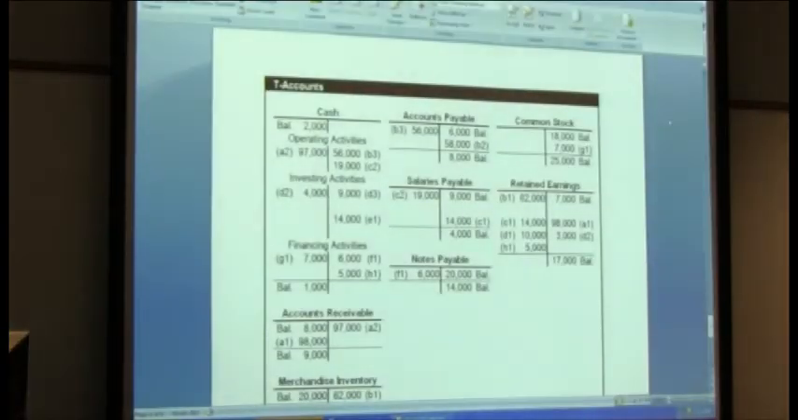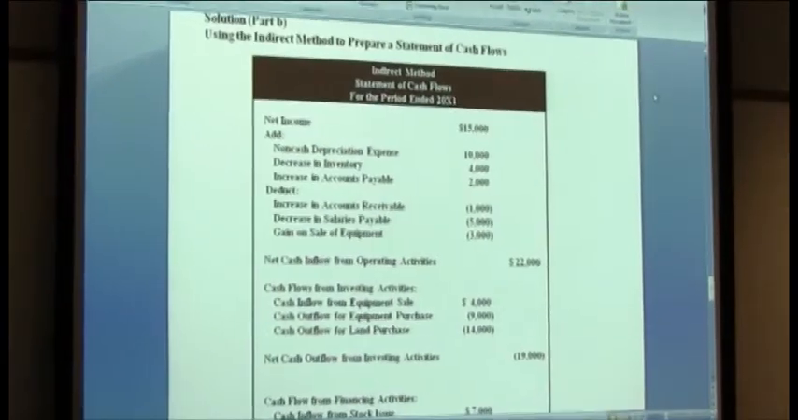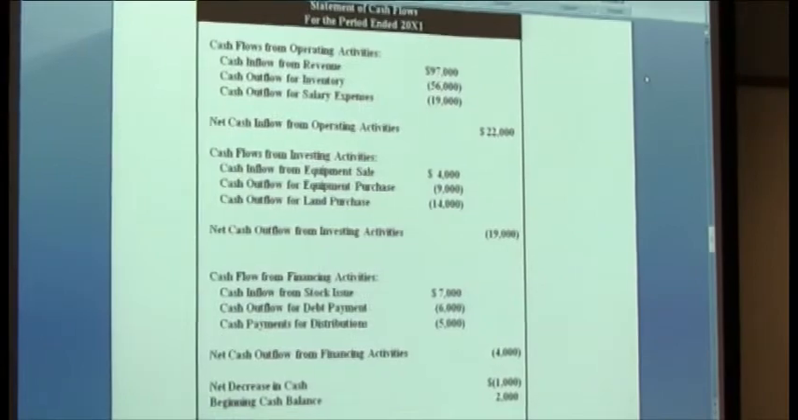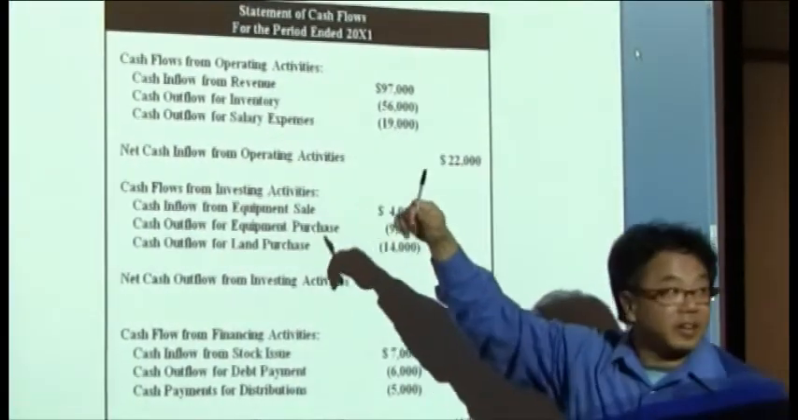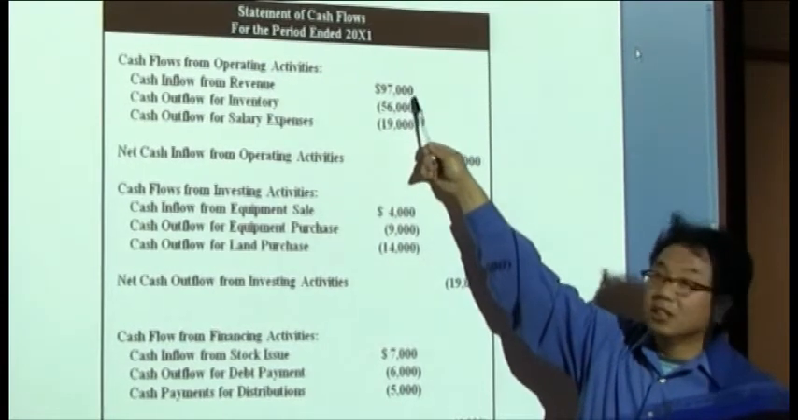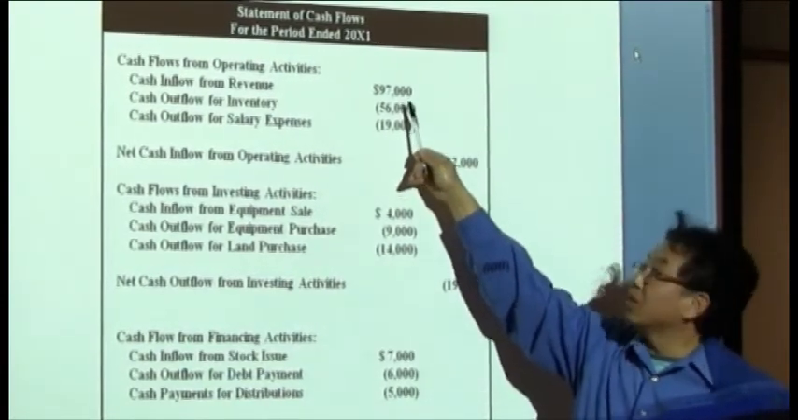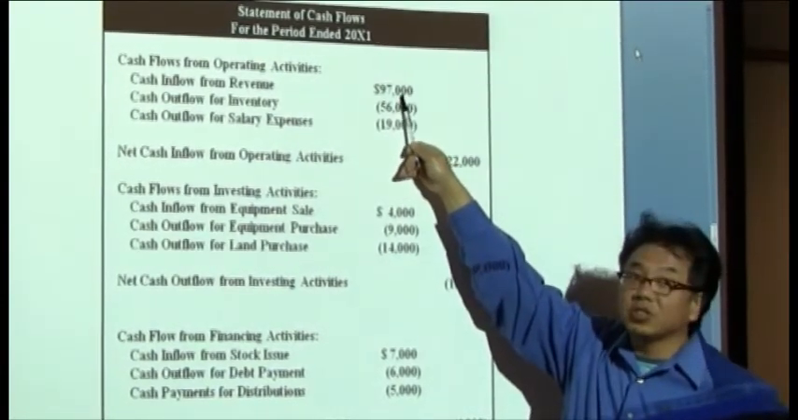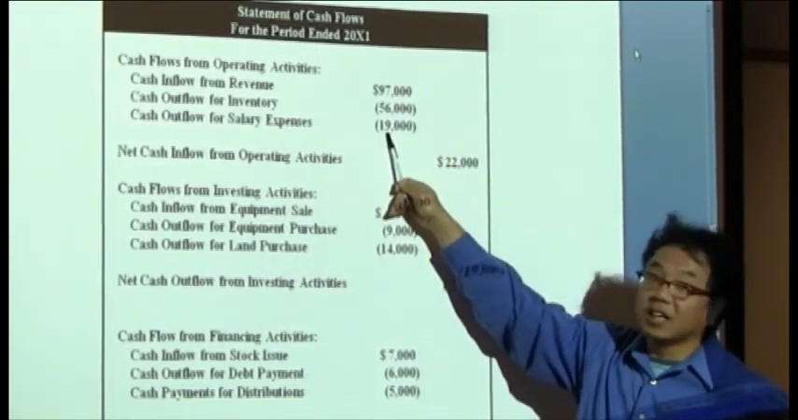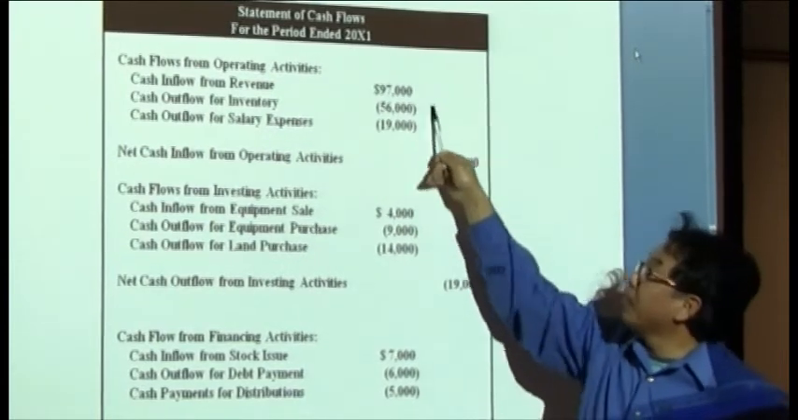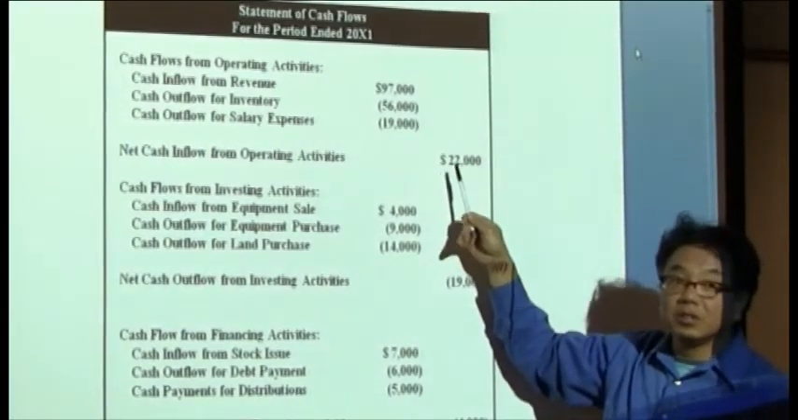All right, so we finished. What section did we finish? Yeah. So that's it. In terms of operating activity, that's it. So 97, 56. By the way, 97 is cash inflow, 56 is cash outflow, 19,000 is cash outflow. How about the subtotal? 22. Okay.